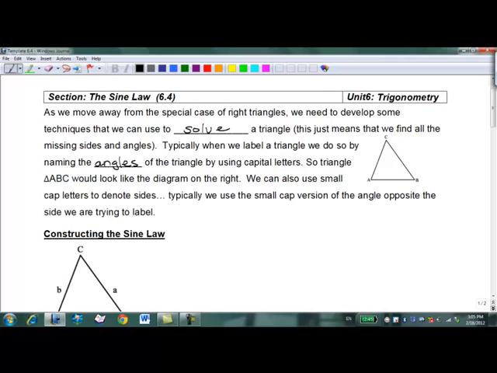We can also use small cap letters to denote sides. Typically, again, we use the small cap versions of the angle opposite the side we are trying to label. So there's angle A, so that side over there would be small a. There's angle B, so this should be a small b, and angle C, that should be a small c.